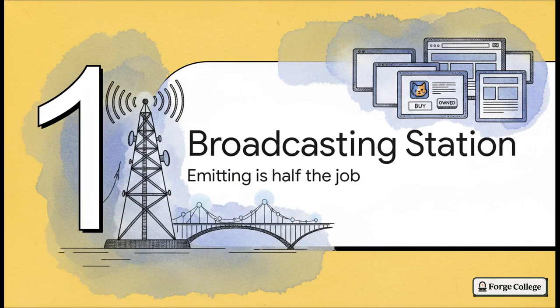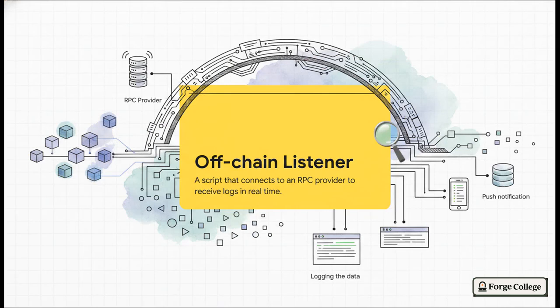The blockchain broadcasting station. Because emitting is really only half the story. Think about your user experience. If someone buys an NFT on your smart contract, but your website's interface doesn't update, your app is practically blind to the user. They're going to think it's broken. That's exactly why we need an off-chain listener.